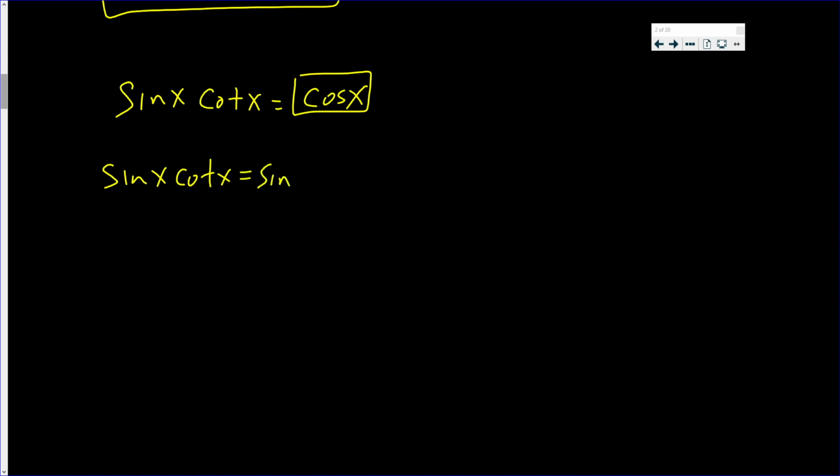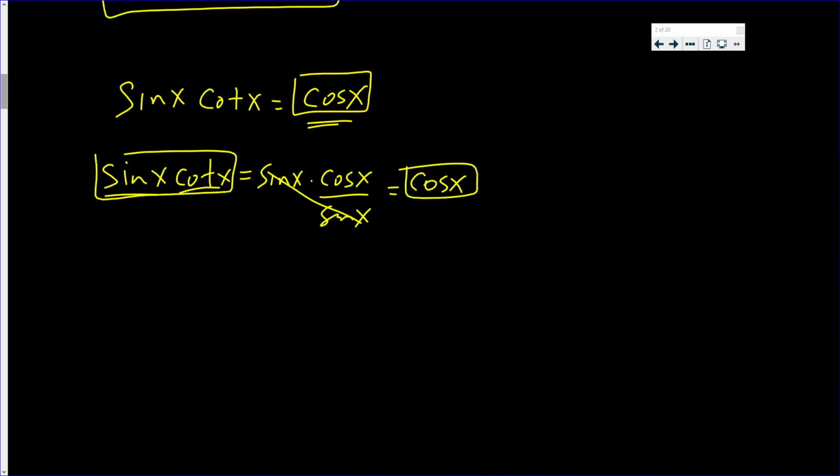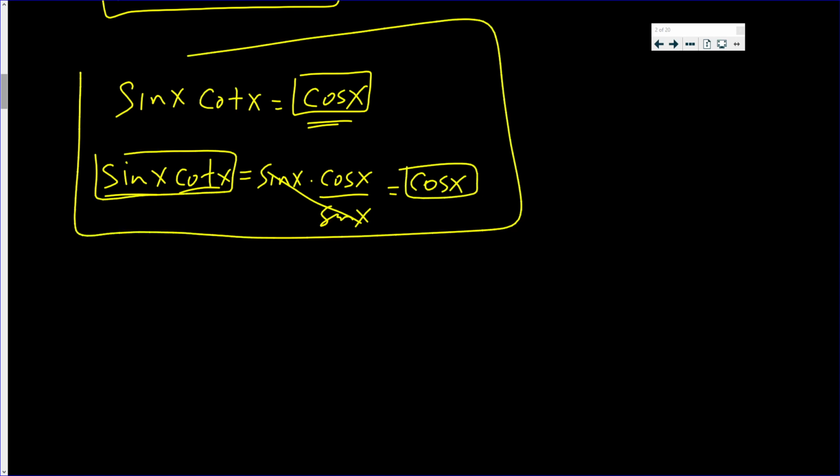Well, sine x is sine x. So my goal right now is to write everything in terms of sines and cosines. Sine x is already in terms of sines and cosines. Cotangent x is cosine x over sine x. The sine x's cancel, and what do you know? I do get cosine x. This really does equal cosine x. I know, we proved it.